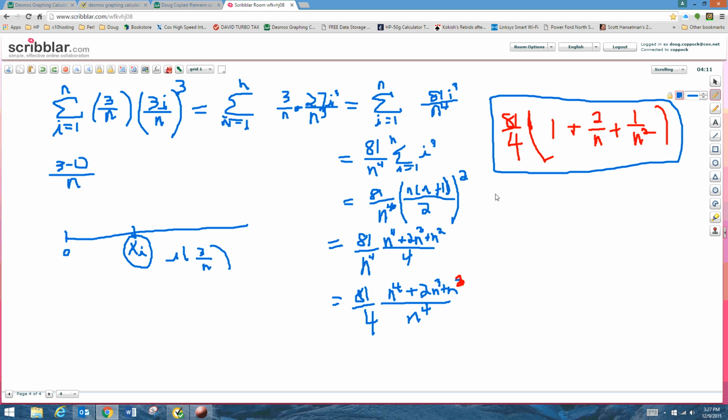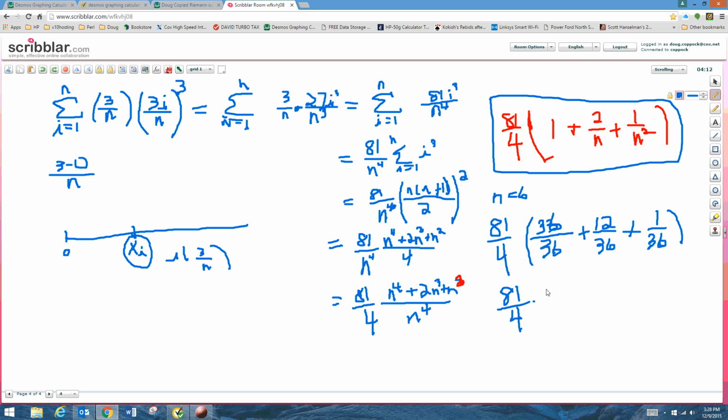Now, when n equals 6, I should be able to plug 6 into this formula and get that 441 over 16, right? 81/4 times, when I put a 6 in here, I get 36. So I'm going to convert everything to 36 while I'm at it. 36 over 36 for 1 plus 2 over 6 is the same as 1/3 or 12/36 plus 1 over 6 squared is 1/36. So it looks to me like I got 49/36.